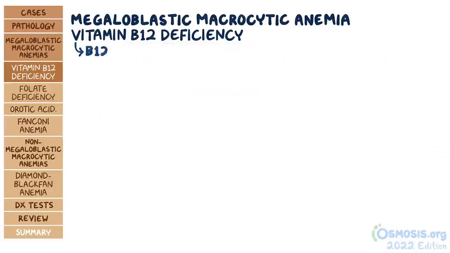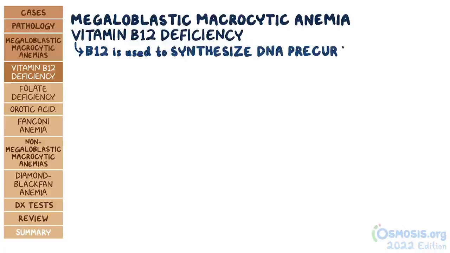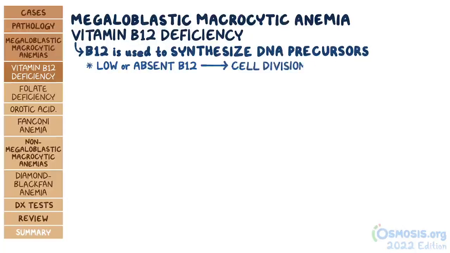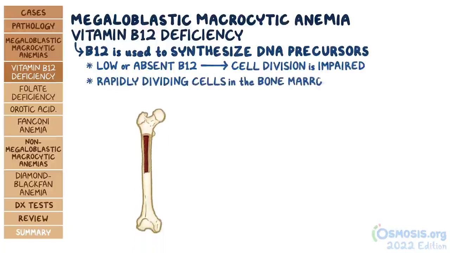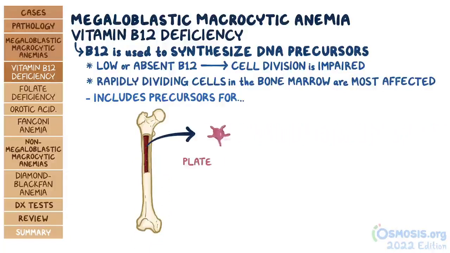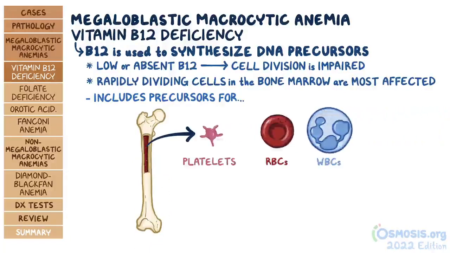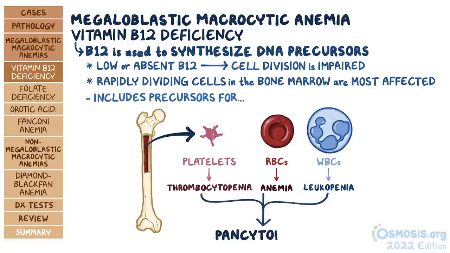Now, vitamin B12 is used to synthesize DNA precursors, which is essential for cell division. When B12 levels are low or absent, cell division is impaired. So rapidly dividing cells, like those in the bone marrow, are the most affected. This includes precursors for platelets and both red and white blood cells, leading to thrombocytopenia, anemia, and possibly to leukopenia. When all three blood cell lines are affected, it's called pancytopenia.